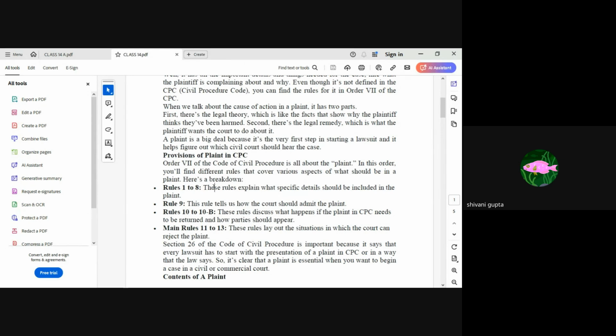Here, what the rules we are discussing are telling us about all the provisions of the plaint that are given under order number 7. So, rules number 1 to 8 are the specific details you need to include inside the plaint. Next is rule number 9. It particularly tells how the court should admit the plaint. Sometimes the plaint is also rejected, and I will tell you when the plaint is rejected.